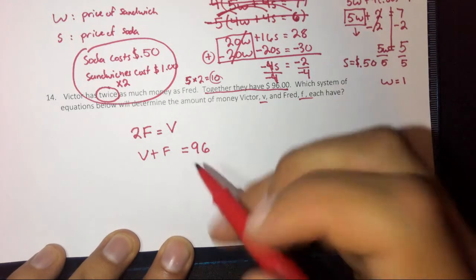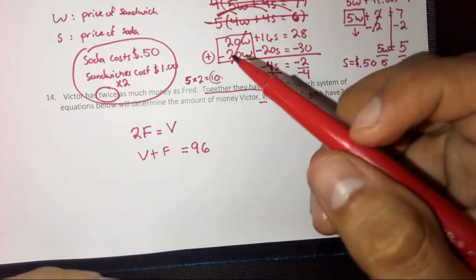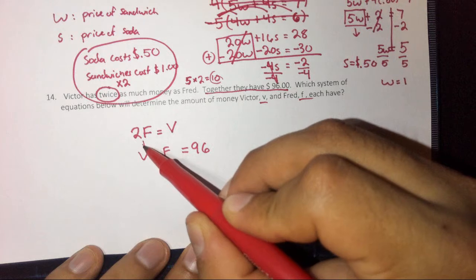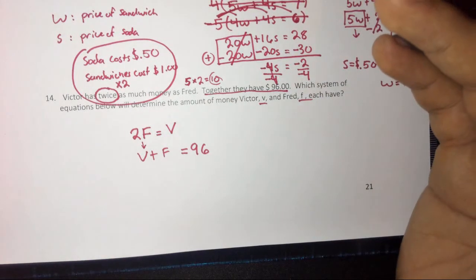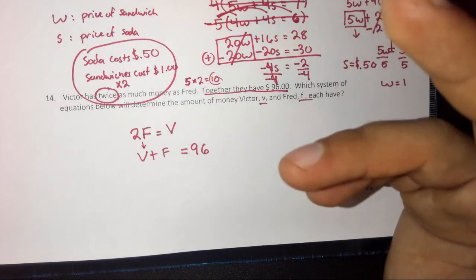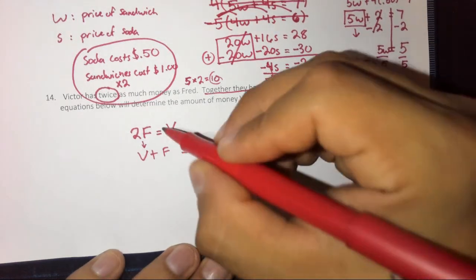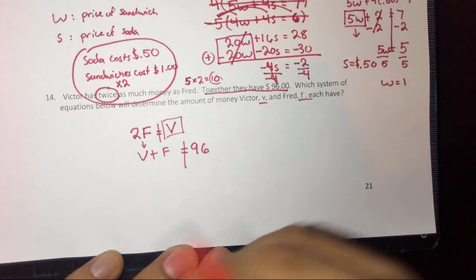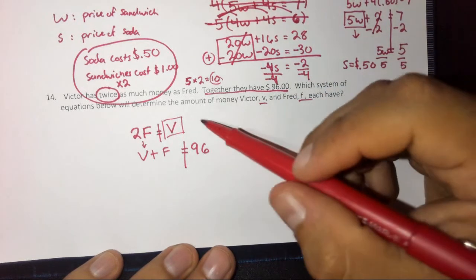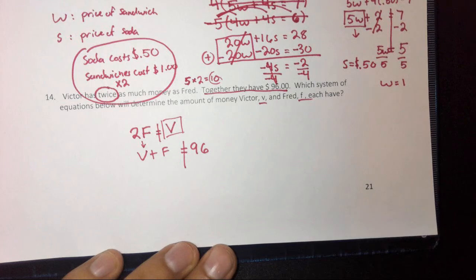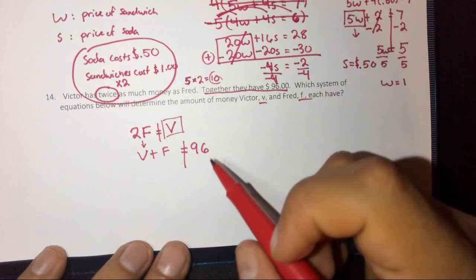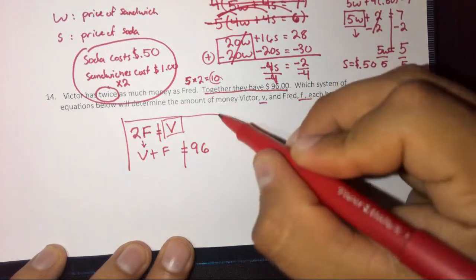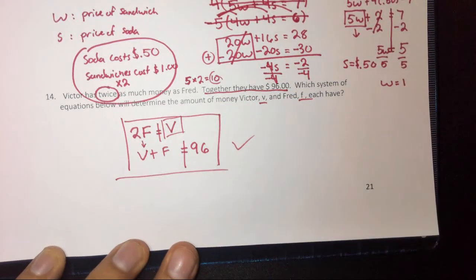This one's set up for substitution. If you wanted to solve it by substitution, V is by itself, so I would plug in 2F for V, and then I would solve. If you had to justify why you would use substitution for this, you would say something like, V is by itself, or Y or X or whatever letter it is by itself, so I can plug that in. I can use substitution. But this is set up for substitution. Nowhere on here does it say solve, so as long as I set this up, I am done.